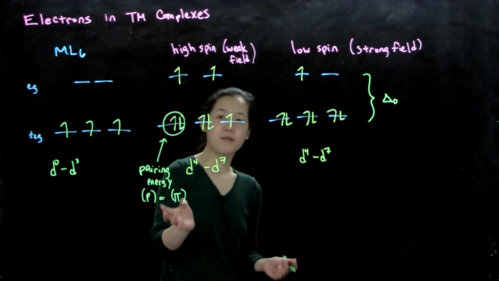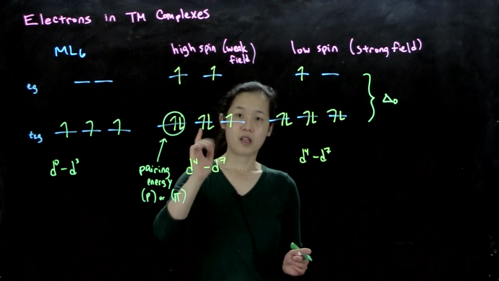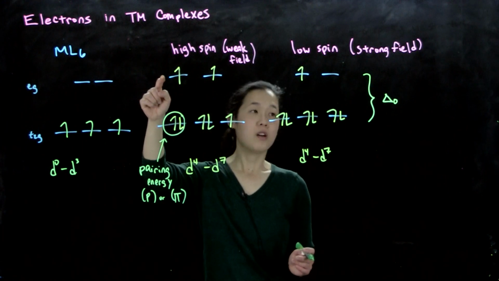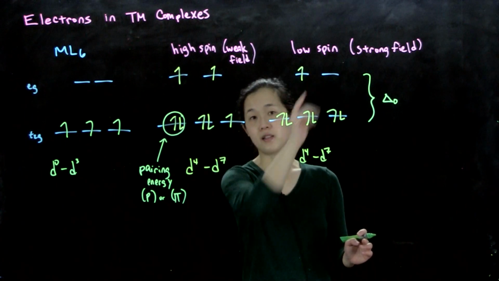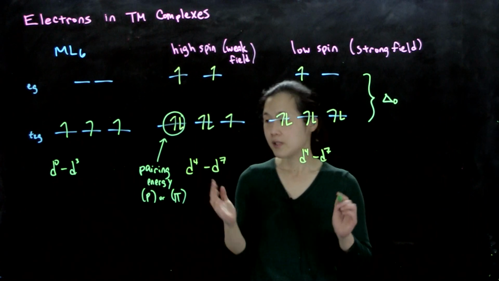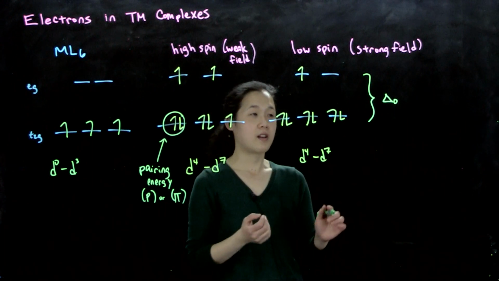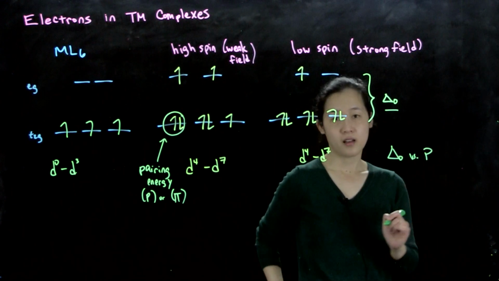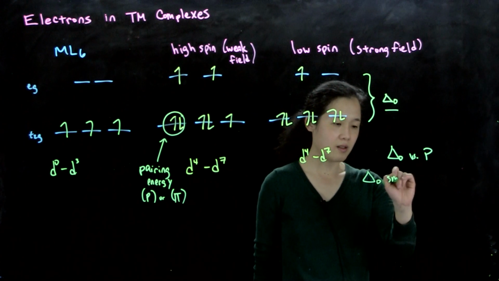Basically, we fill in our first 3 electrons, d0 through d3, and then for our 4th electron, we have the choice whether we want to go up. Putting the electron in the eg set will cost us delta O in energy, but pairing the electron instead in the low spin scenario will cost pairing energy because there's electron-electron repulsion. So typically, whether we go high spin or low spin depends on delta O versus P.